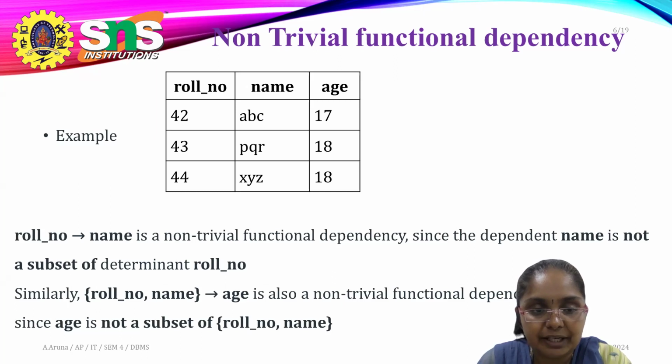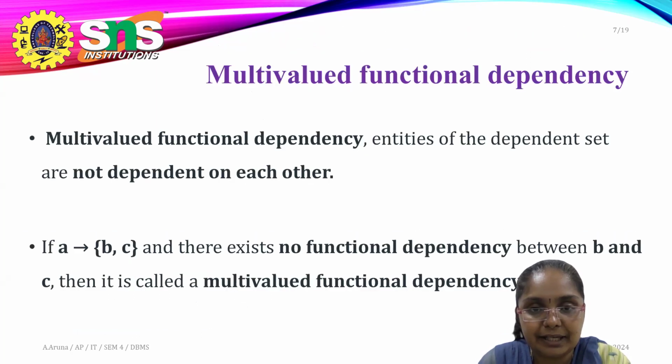So I quoted them over here. Here, roll number, comma, name is the X component. Age is my Y component. The Y component is not present in my X component. So this type of relation is a non-trivial functional dependency.